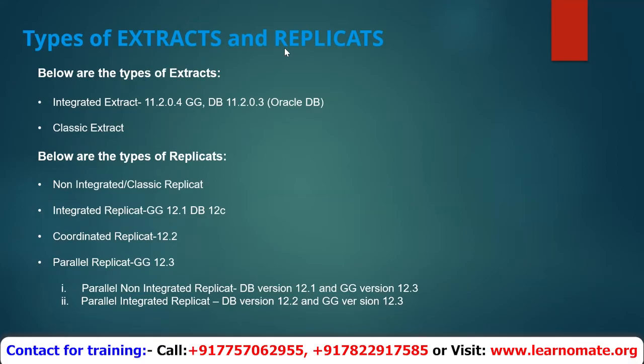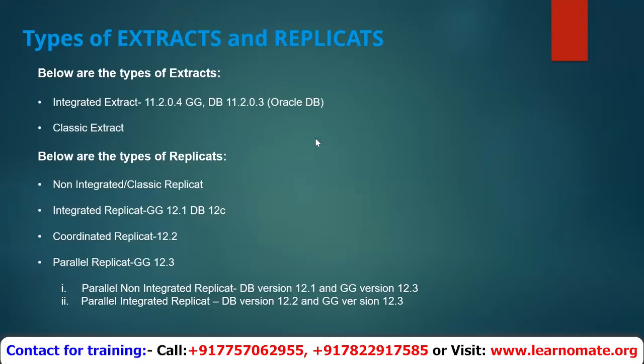So the question comes, which one should we choose to configure? The answer to that question is integrated extract. Now, if you are using multi-tenant architecture in your environment, you can only use integrated. For multi-tenant architecture, classic extract is no longer supported. For replicates, all types of replicates are supported, whether it is multi-tenant or non-multi-tenant. But the recommendation always is to go with the latest one. So either go with integrated or parallel replicate. If parallel replicate is supported, go with parallel replicate.